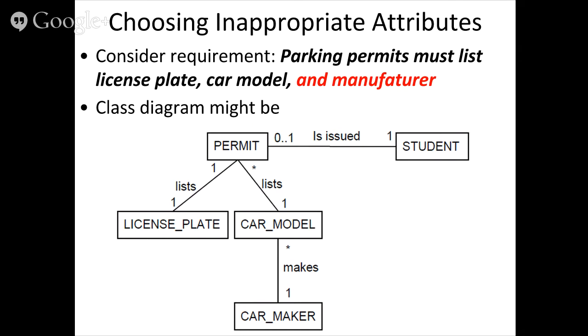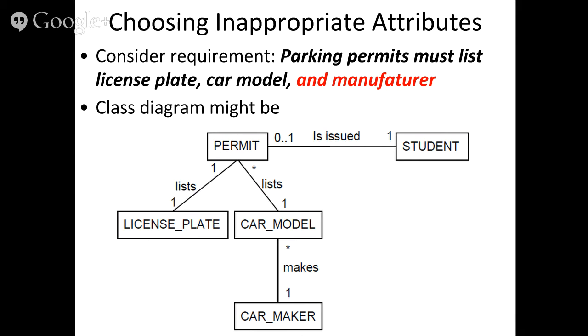So let's look at an example. This is the example I was talking to you about earlier about car models and car makers. Let's look at how we would run into this issue. If you remember, we were looking at the permit in our database. We were considering that students might have a permit with a license plate and a car model, and let's make it a little more complicated.